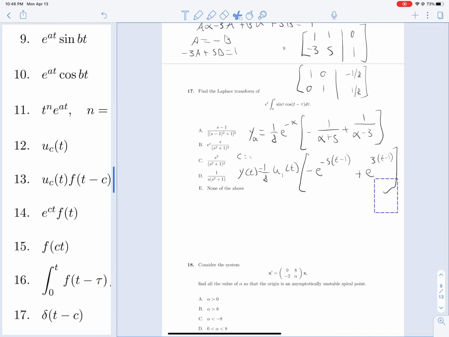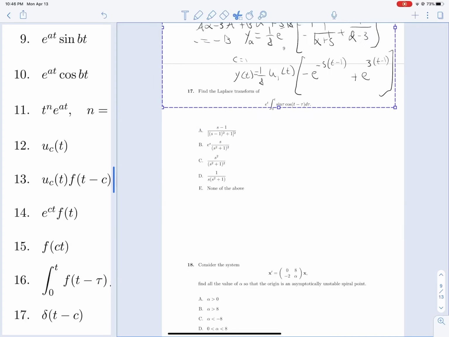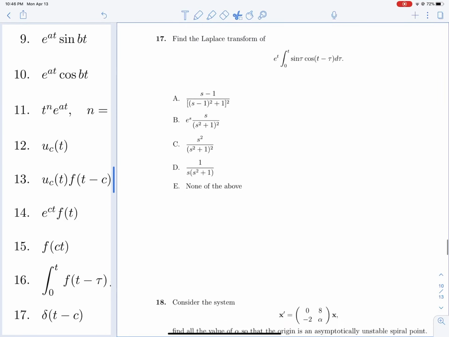Whoops, gotta erase all this stuff. Actually, I'll just move it if I can select. There we go. Okay, 17, let's find this Laplace transform.